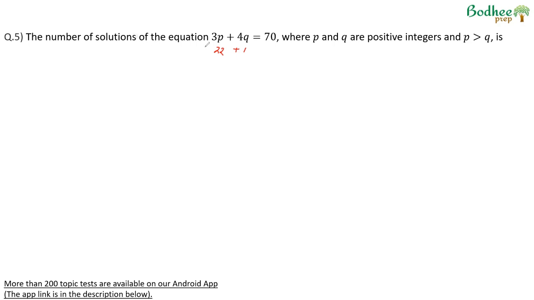Number of solutions of the equation where p and q are positive integers and p is greater than q. Now p will reduce with the coefficient of q, and q will increase with the coefficient of p. So the next solution will be 18 and 4: 3 18s are 54, 4 4s are 16. Then 14 and 7: 3 14s are 42 plus 28. Then 10 and 10, which is where they become equal. Beyond this, p will be less than q. Therefore, the number of positive integral solutions where p is greater than q will be these three.